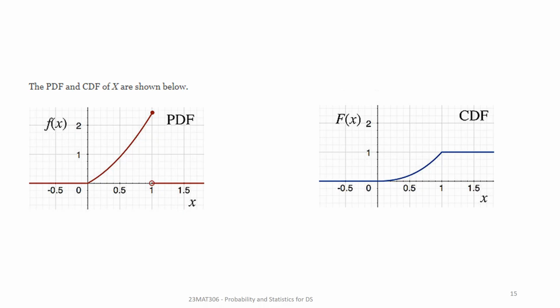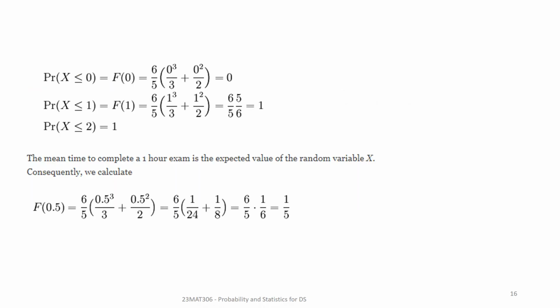So here is the pictorial representation of the probability density function and the cumulative distribution function. Remember the one key rule: probability at a single point is 0. Only intervals have probability. So from the key values, the probability of x less than or equal to 0, that is capital F of 0, is found to be 0, and the probability of x less than or equal to 1, that is capital F of 1, is 1, and the probability of x less than or equal to 2 is also 1.